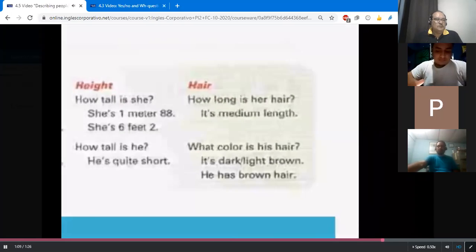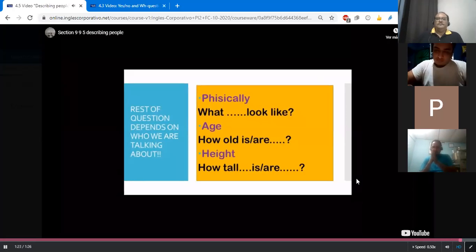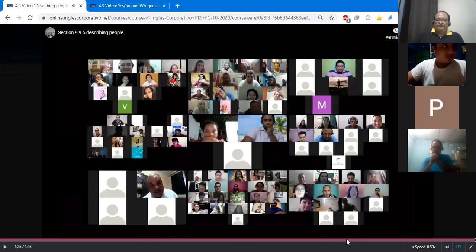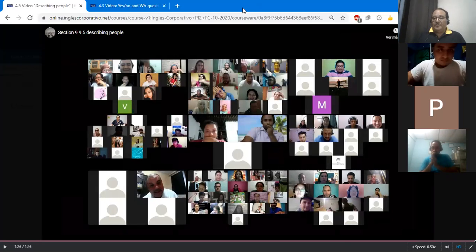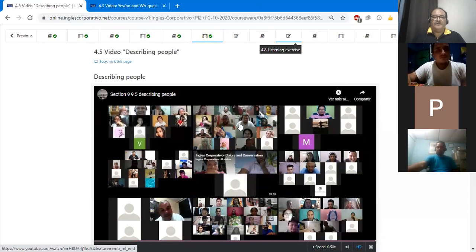When you want to know how someone is physically, we use what look like. For age-related questions, we use how old. For height, we use how tall. The rest of the question will depend on who you're talking about. Okay, good. Now, this is the vocabulary that we were using last night, plus the other vocabulary that we practiced and that I sent you today. So this is how to describe people's appearance, right?